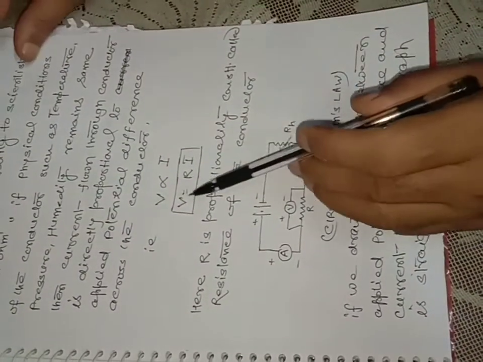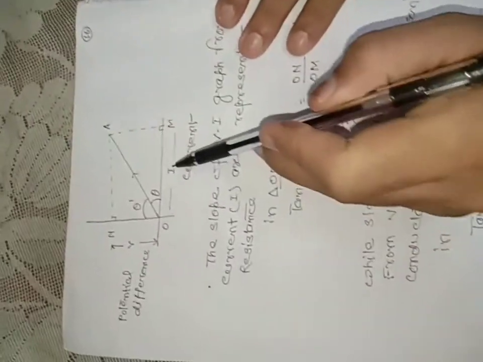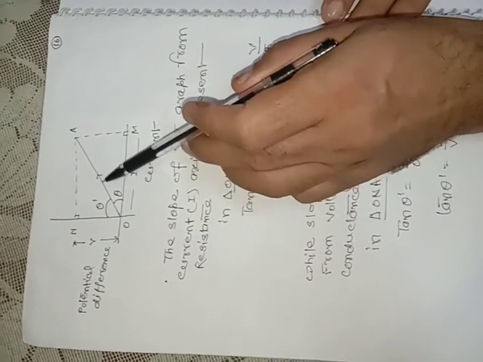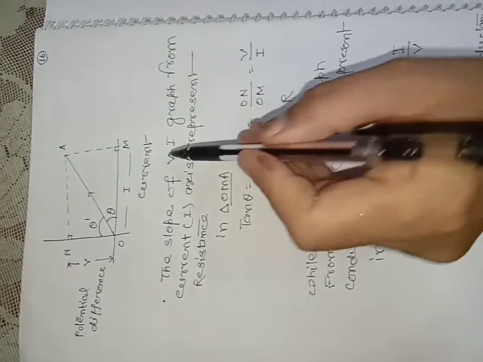If we draw the graph between V and I, because they are proportional, the nature of the graph will be a straight line. See here, it is I and V. As current increases, potential also increases linearly. So the nature of the VI graph is a straight line. Correct?